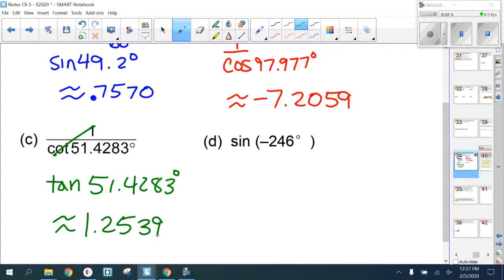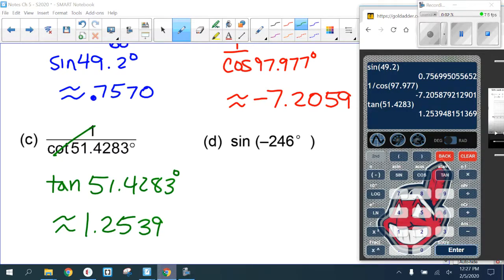And then the last one, part D, this is the easiest one because I don't have to do any kind of converting or anything. I just type it in. That negative will go in there, sine negative 246.9135.